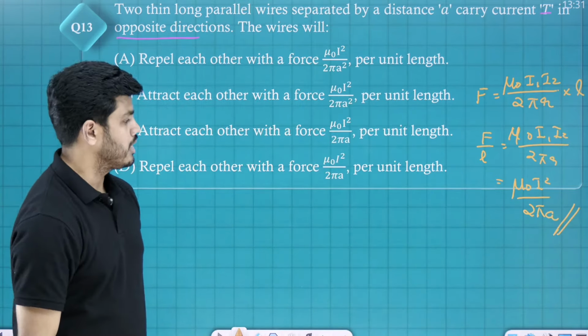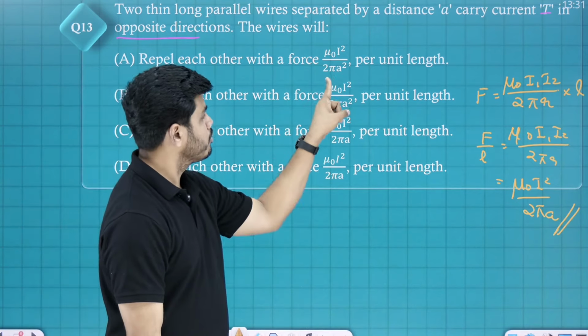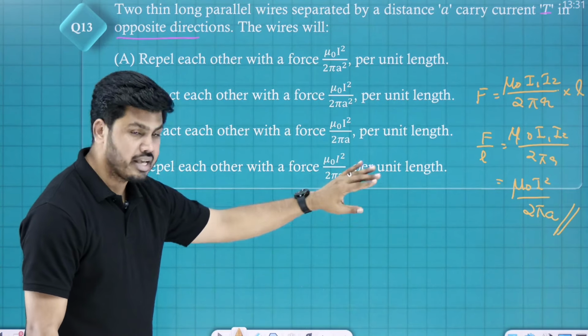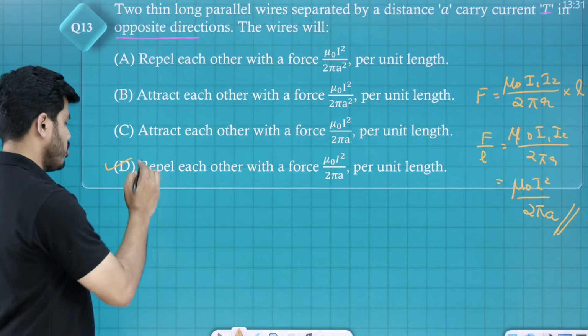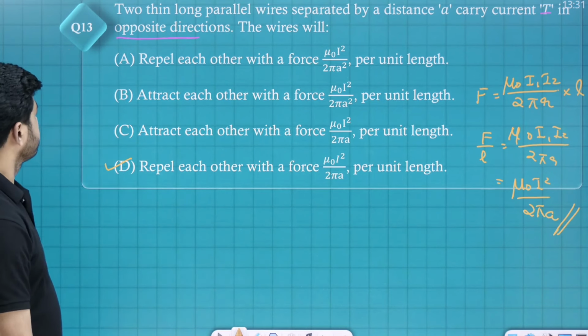That's supposed to be the answer: mu naught I square by 2 pi A, and repel. So check the first repulsive one, mu naught I square by 2 pi A square. No, mu naught I square by 2 pi A. Yes, so that is the correct answer, option D. Yes, so next one, question number 14.